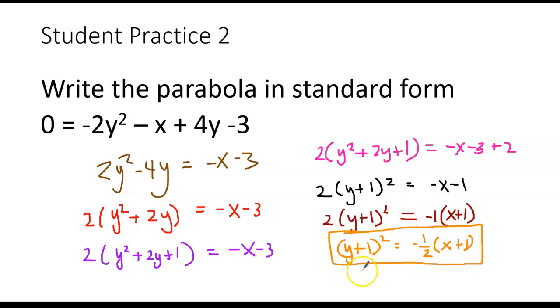And as you can see, if I wanted to, I could graph this one now. I see that its vertex would be -1, -1. I also see that the p-value is going to be negative, so it's opening to the left at -1, -1. So we can find our focus and our directrix, etc. We're not going to do all that here, but just wanted to point out what we could do now that we've transformed it. Okay, so there's that.